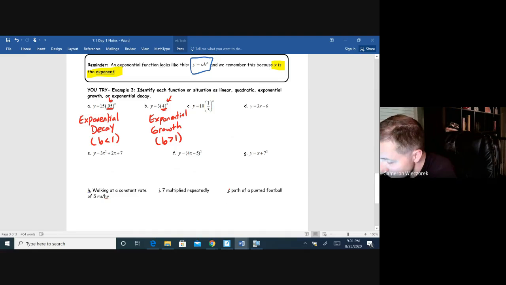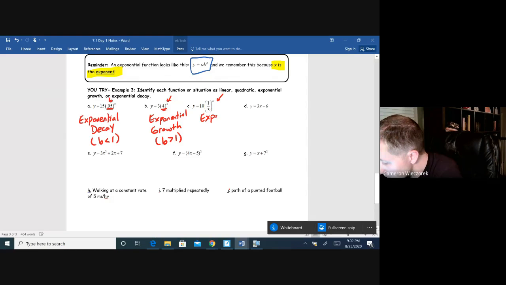In the third one, x is an exponent, so this is exponential. Before I tell you, I want you to think about this one for a second. Which number is going to help you decide if it's growth or decay? Is it going to be the 10 or is it going to be the 1/3? If you want, pause the video for a second. Think to yourself, which number is going to help you decide? And then write down if it's growth or decay.